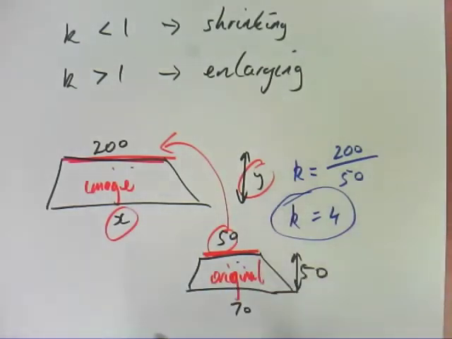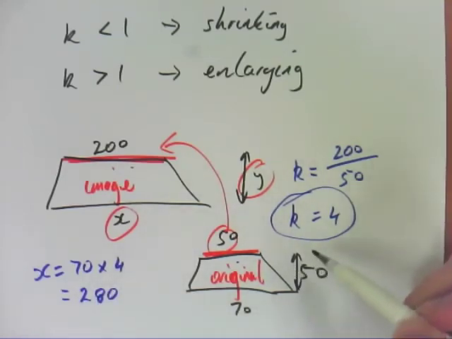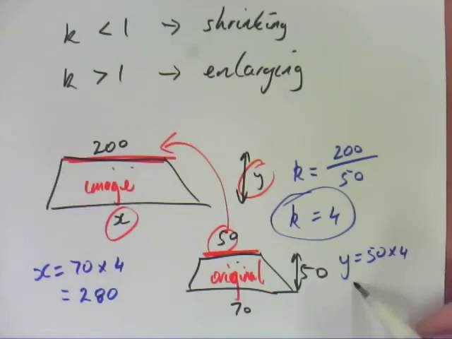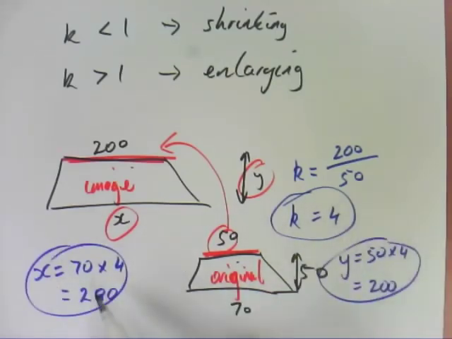So if I want to work out X, it's the original, which is 70, multiplied by my scale factor, which is 4, which gives me a length of 280. If I want to work out Y, I use this value here. I do the same thing. Y equals my original times my scale factor, which will give me a length of 200. So those three, K being 4, X being 280 and Y being 200, are the answer to that question. So once you work out the scale factor, everything else should be fairly easy.